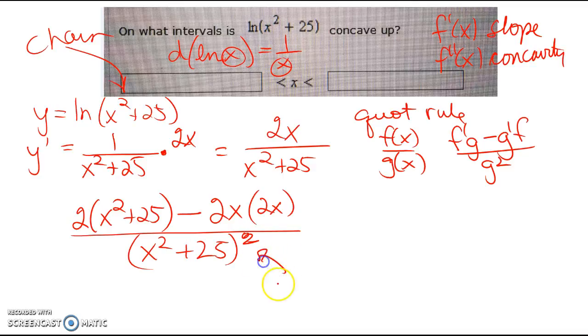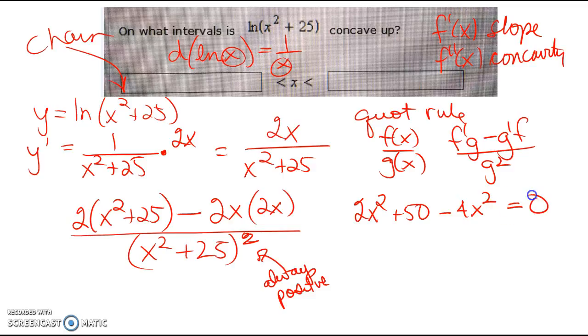This denominator is always positive, isn't it? x squared plus 25 squared is always positive. So I believe we need to look at the numerator and set that equal to 0. Let's see, 2x squared plus 50 minus 4x squared, right? So what do we get?